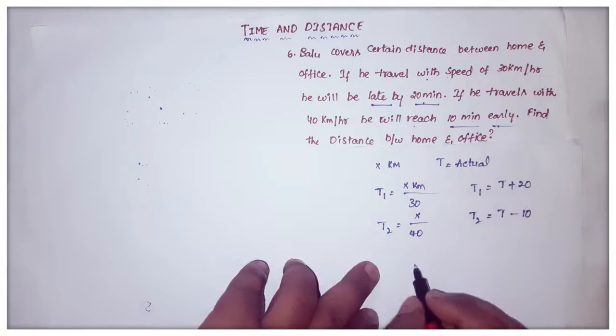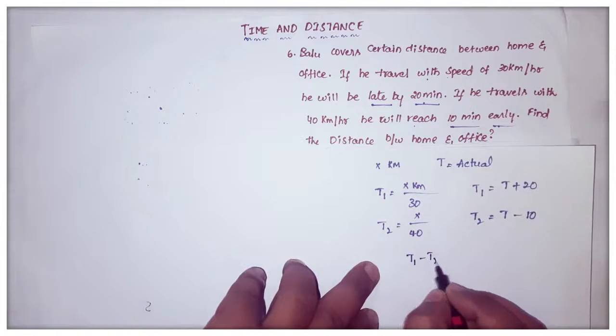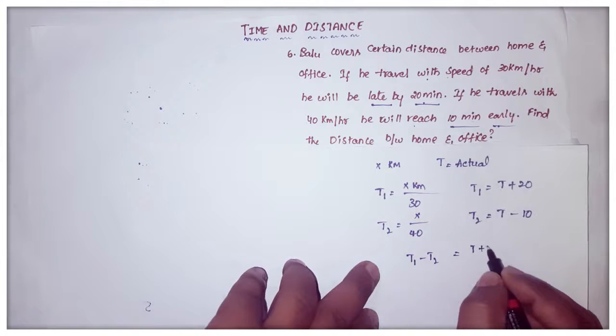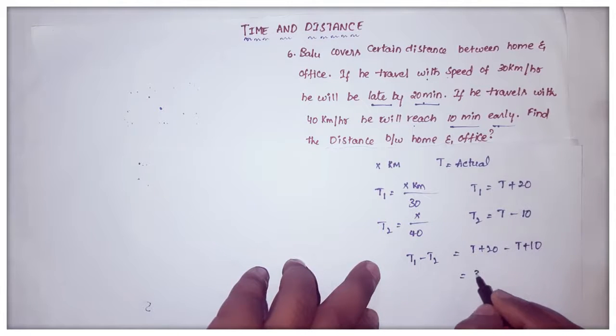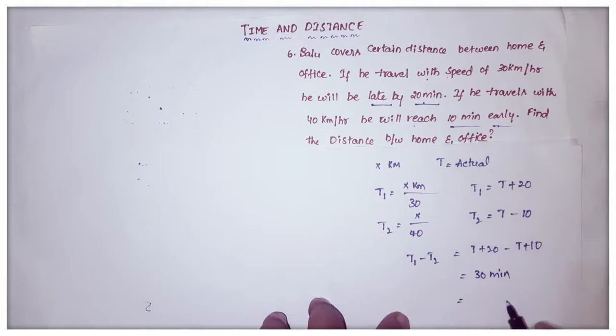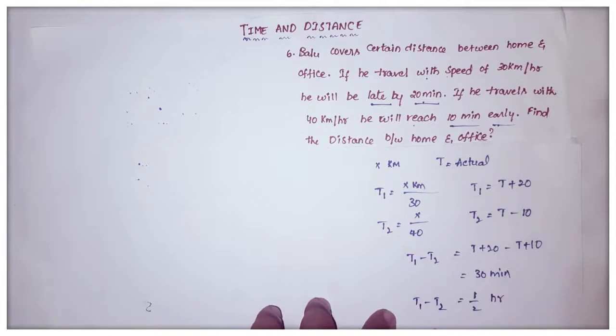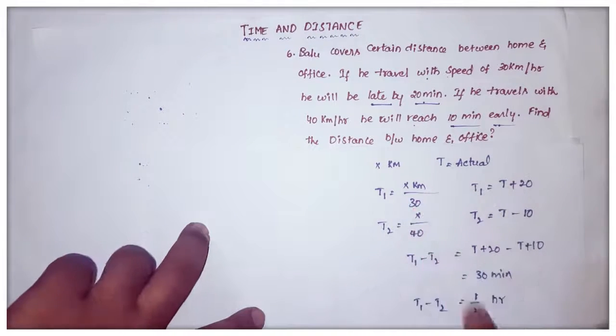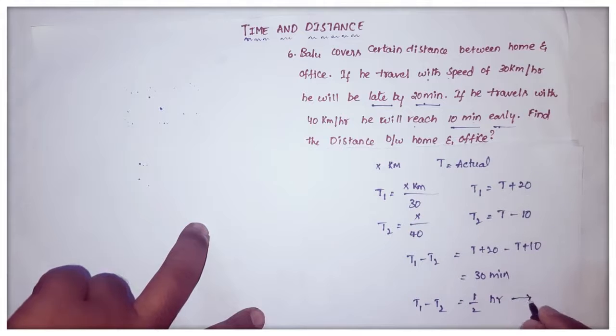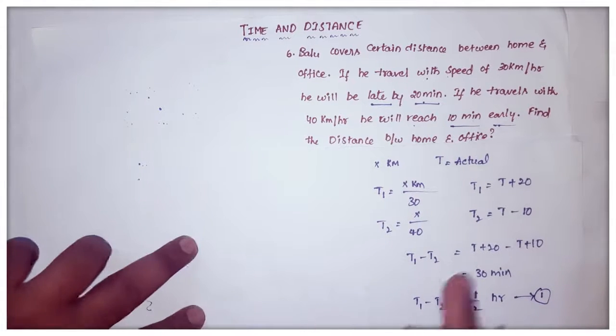So let us take the difference between t1 and t2. t1 minus t2 is nothing but t plus 20 minus t minus 10. So that is 30 minutes. Since this is in minutes, we must convert this into hours. That is nothing but half an hour. So t1 minus t2 is half an hour. And what is t1? x kilometer by 30, and t2 is x kilometer by 40. We substitute these two in this particular equation so that we can get the x value.